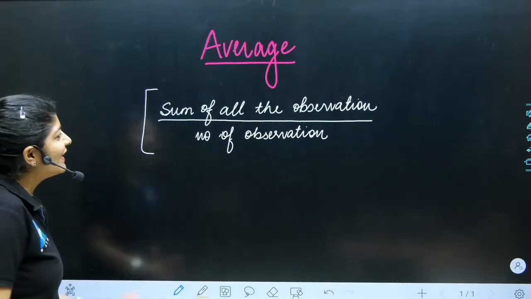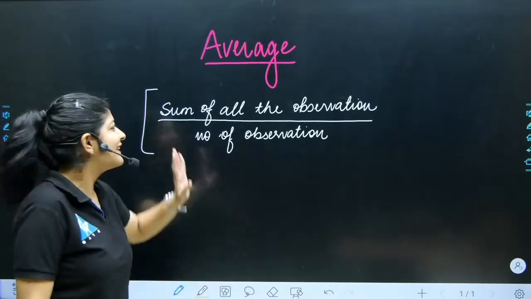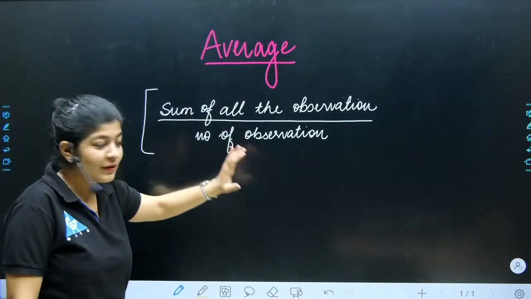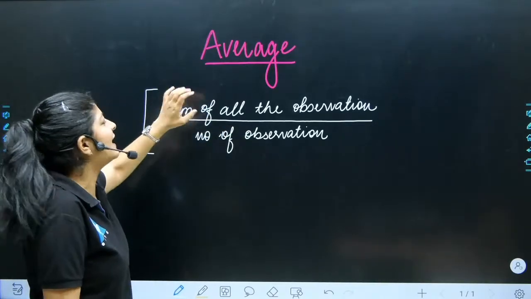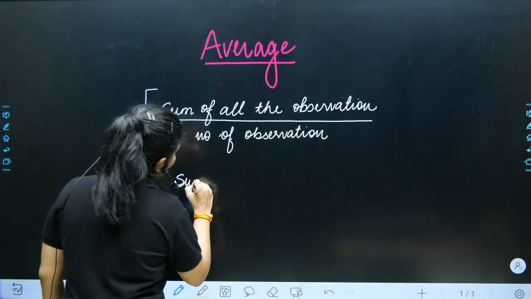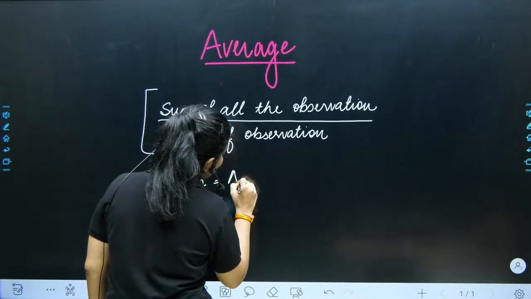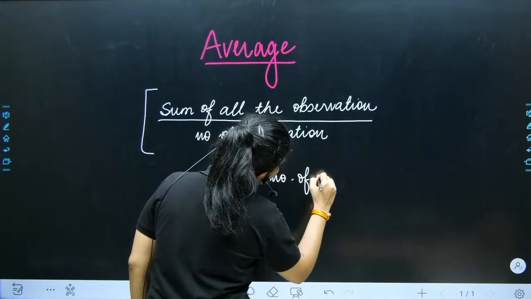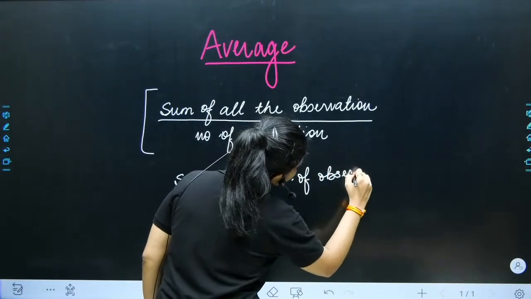How to calculate average, or how to calculate the sum from the average, or how to calculate the number of observations if average and the sum is given. If we have to find the sum, we can simply multiply our average with the number of terms, or the number of observations.